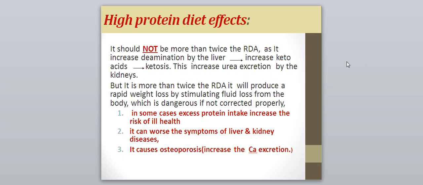But if more than twice the requirement is taken, this will produce rapid weight loss by stimulating fluid loss from the body. Sometimes this is dangerous if not corrected properly. In some cases, excess protein intake increases the risk of ill health, and it can worsen the symptoms of liver and kidney disease if already present. If the patient has uremia, liver disease, chronic liver insult, or an inborn error of metabolism which affects the kidney or liver, a high protein diet will worsen the signs and symptoms in a very bad way, and might end in death. Also, it causes osteoporosis as there is increased excretion of calcium in the urine.